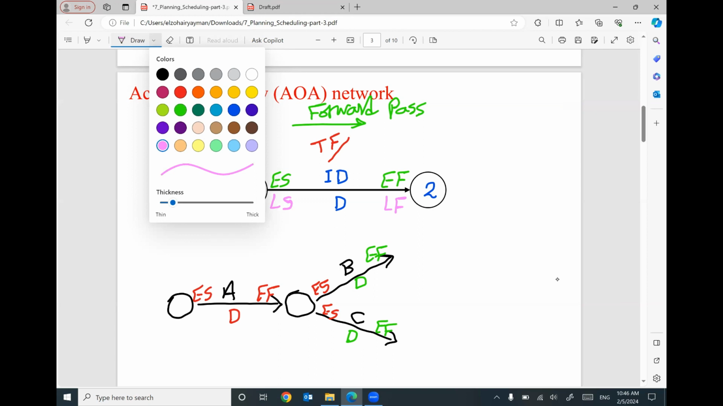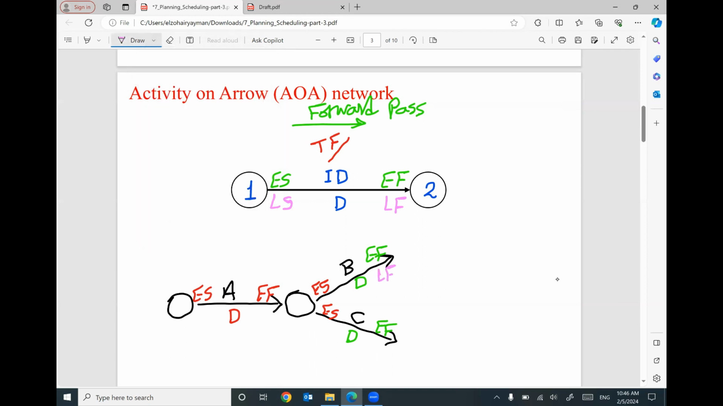If you are moving backward, the late finish of this activity, minus D, will give you the late start. Which late start am I going to use here? The late start is the smallest late start, because activity A is predecessor for B and C. So if you are moving backward, I'm going to use the smallest number. If you are moving forward, I'm going to use the biggest number, as we discussed in the previous video.